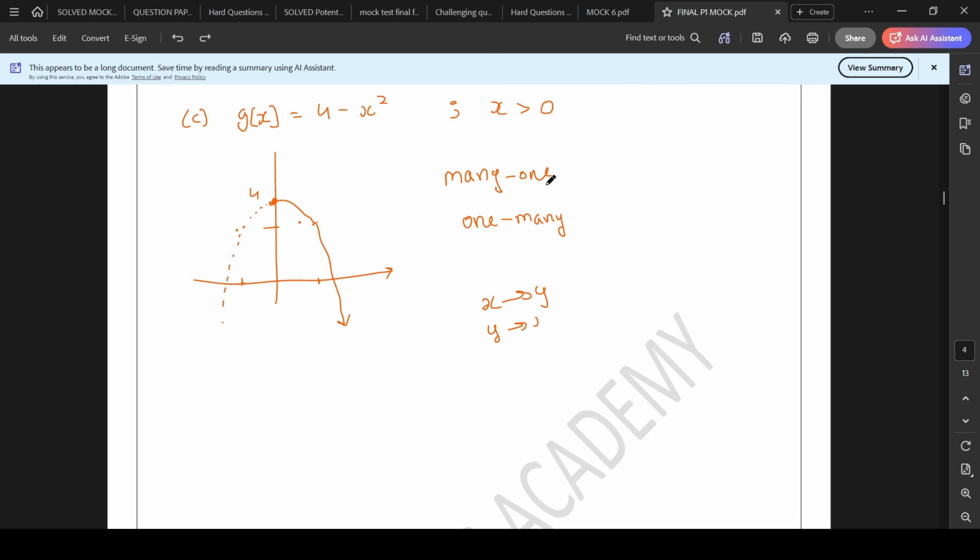But because over here, we can see that g of x for the given domain is clearly a one-to-one function, g inverse of x will 100% exist. So I'll write a conclusion over here. g inverse x exists because either you can write that g of x is not a many-to-one or g of x is a one-to-one function.